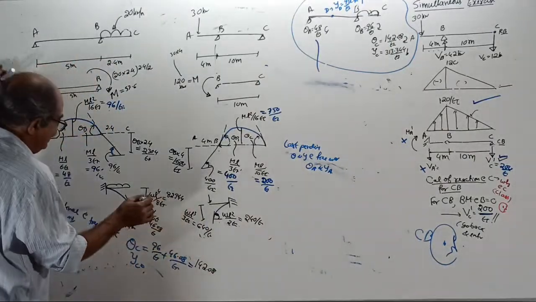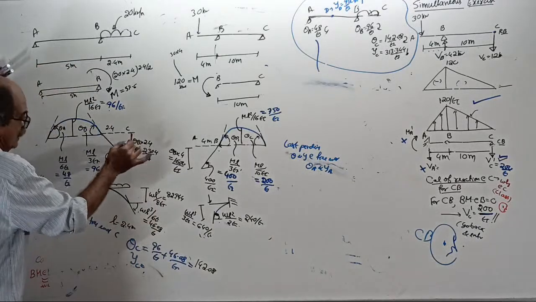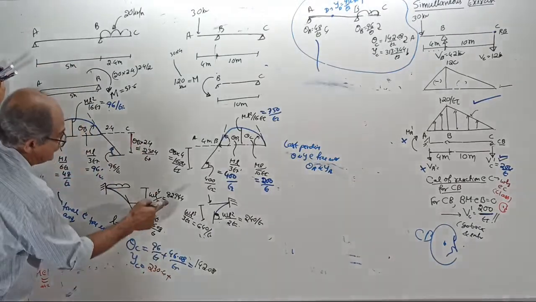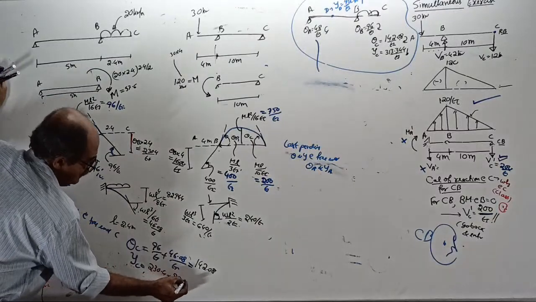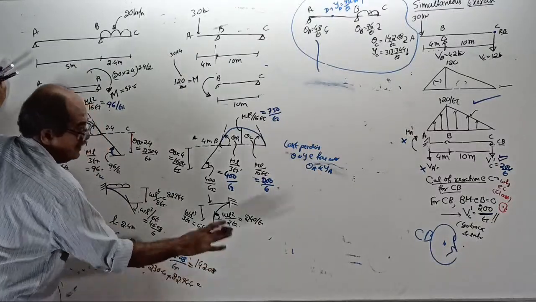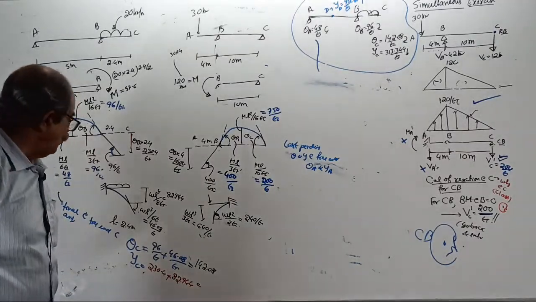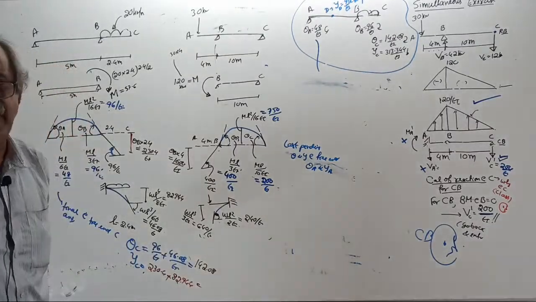Final deflection: 230.4 here, plus there an extra 82.944. Tell the answer. I am not wasting time. 230.4 and another 82.944.